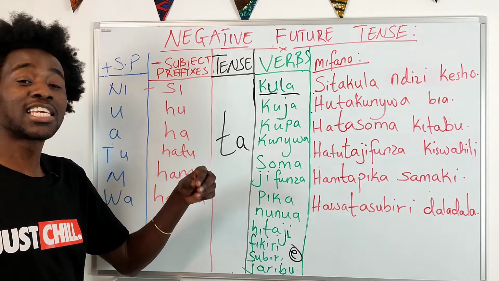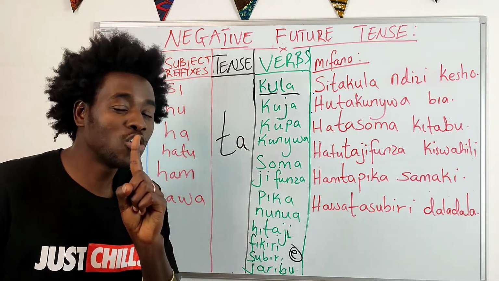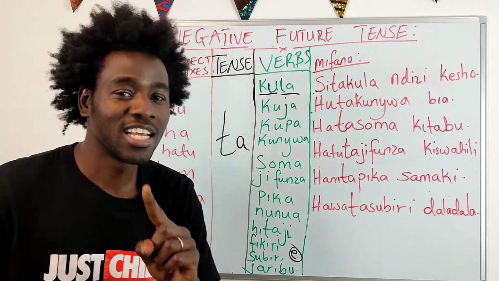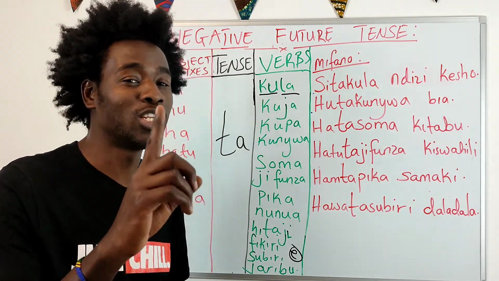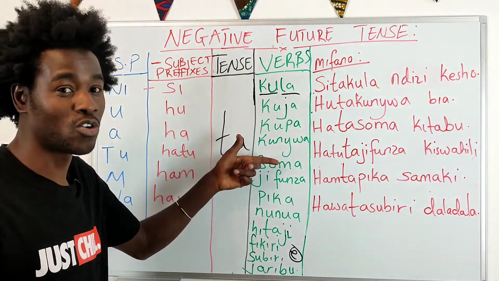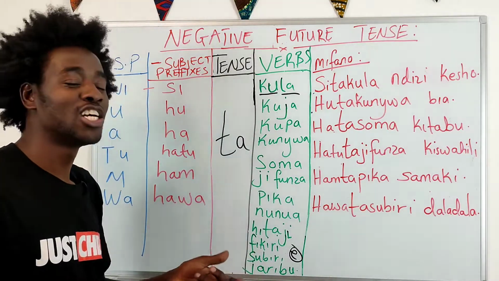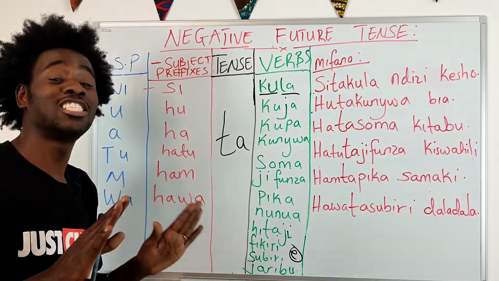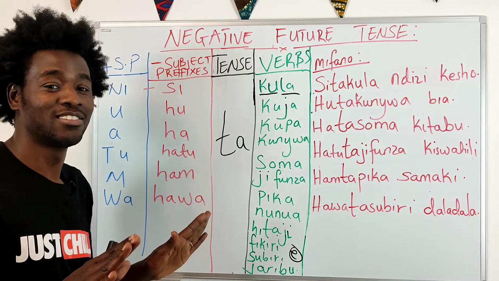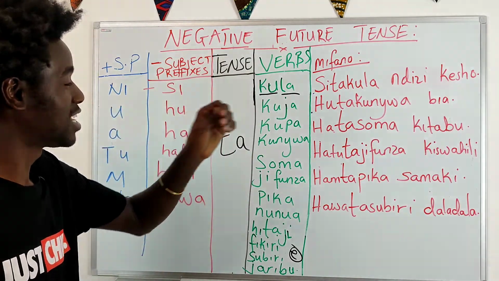Rule number three, keep ku as the infinitive of Swahili verbs, but only in the verbs which have only one syllable. These ones, kula, kuja, kupa, and kunywa, and so on. There are not so many. And rule number four, don't change the last vowel. Now, let us have a look at examples.